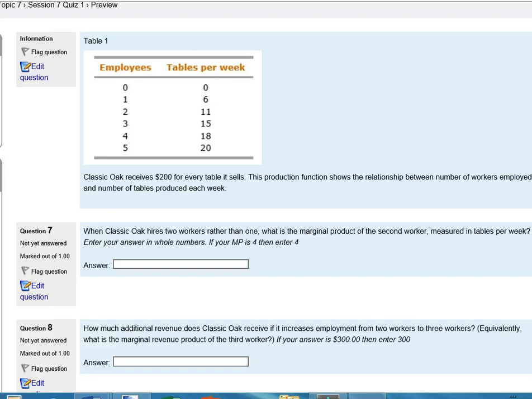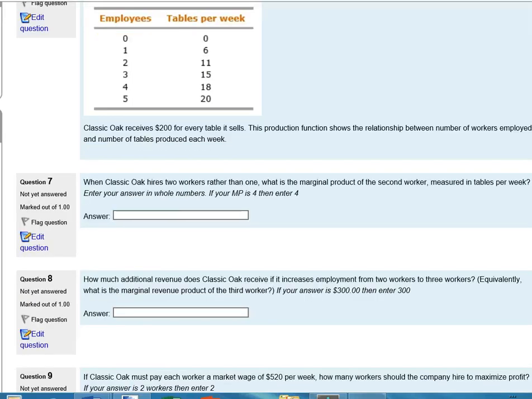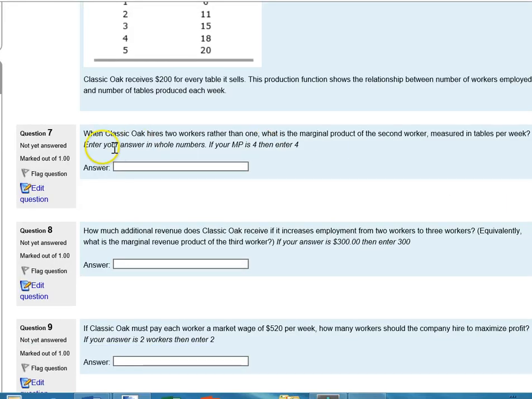Now remember, marginal product. Whenever you hear the word marginal, you think of the words change in. A marginal analysis is a before and after. So in this case, what is the marginal product when you hire the second worker? What is the second worker's contribution to output? For question number 8, please note how to answer when you input your answer. Please follow the instructions that you see here.